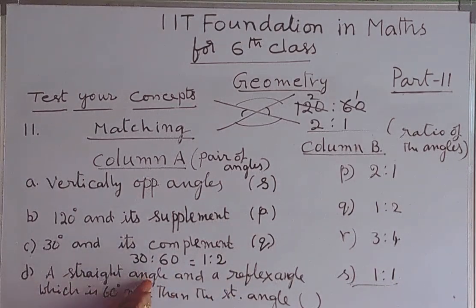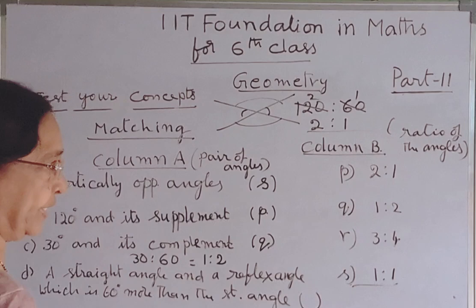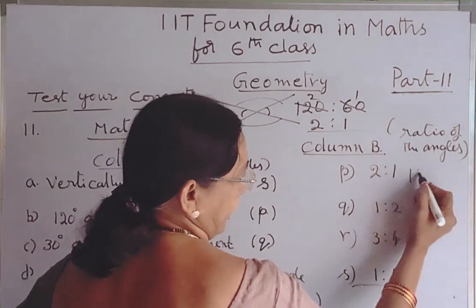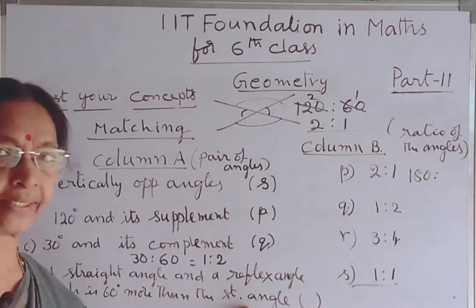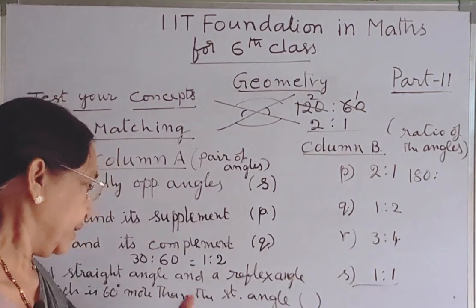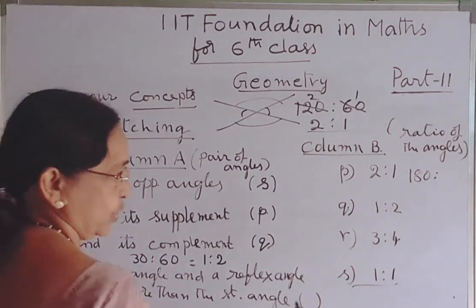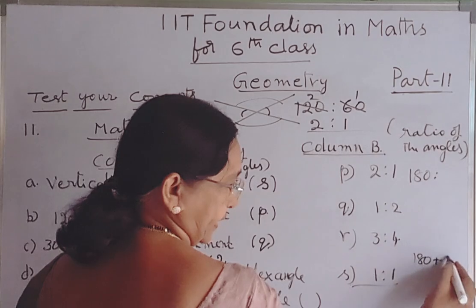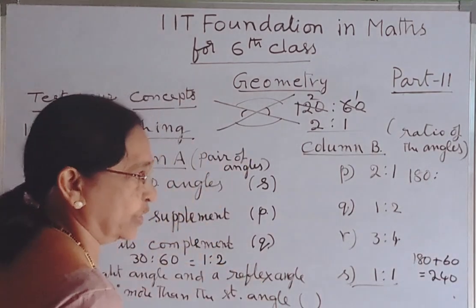Next, a straight angle and a reflex angle which is 60 degrees more than the straight angle. A straight angle is 180 degrees, and another angle is 60 degrees more than the straight angle. An angle which is greater than a straight angle is called a reflex angle. So the straight angle is 180 degrees, and 60 degrees more than this is 180 plus 60, which is equal to 240.